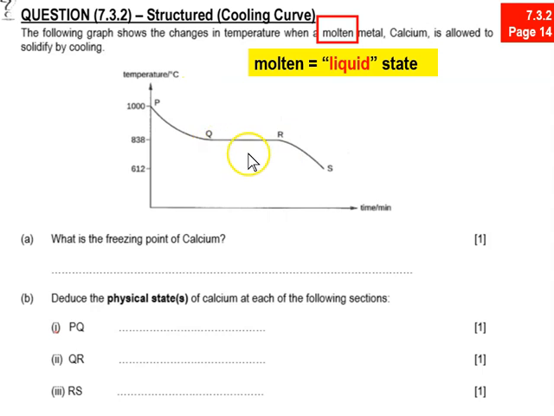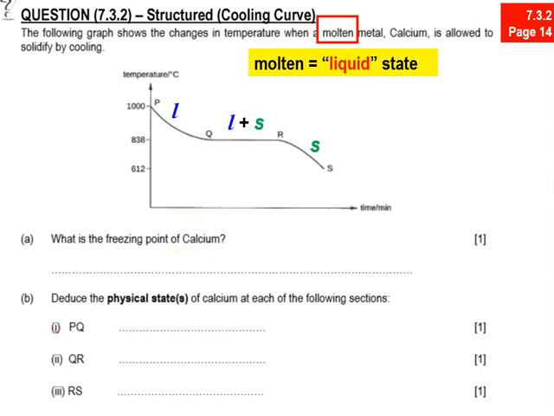Freezing point means we are talking about the graph that is a flat part because freezing is a change in state from liquid to solid. So we are looking at the straight line of the graph, which is between Q to R. Take your ruler, draw a straight line until it hits the temperature because they want you to find out the freezing point, and freezing point is the temperature.